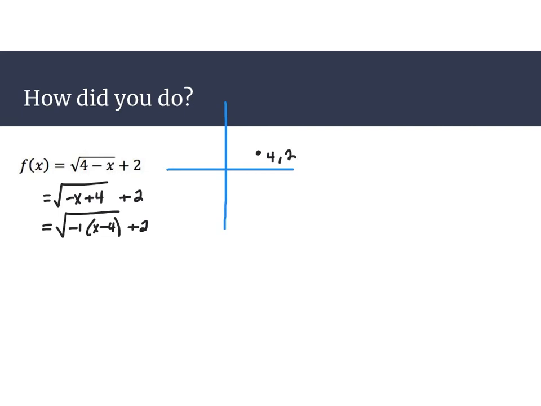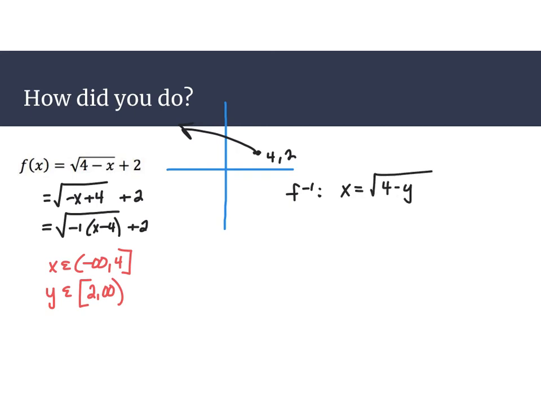Because of that negative underneath of the radical, it's causing a reflection across the y-axis and your graph is going backwards. So as we're identifying our domain of this function, the domain of this function is actually -infinity up to 4, and your range is from 2 to infinity. So let's look at this algebra. Start by switching the x and the y. Now we're going to isolate for the y, so you're going to move the 2 from the right to the left.